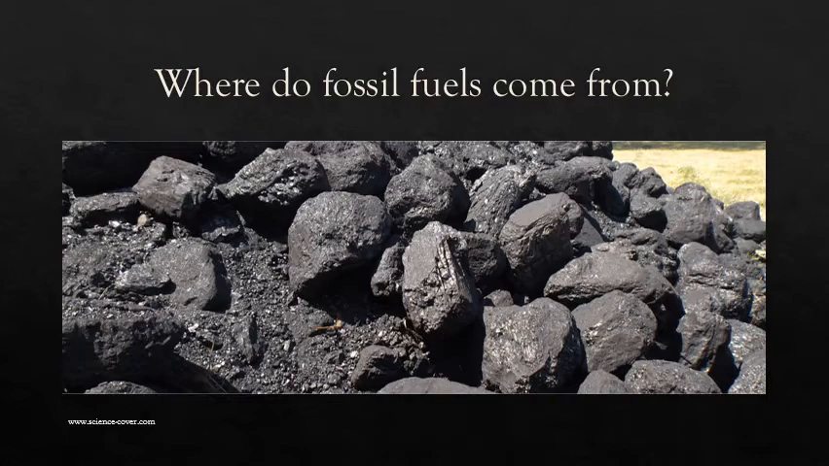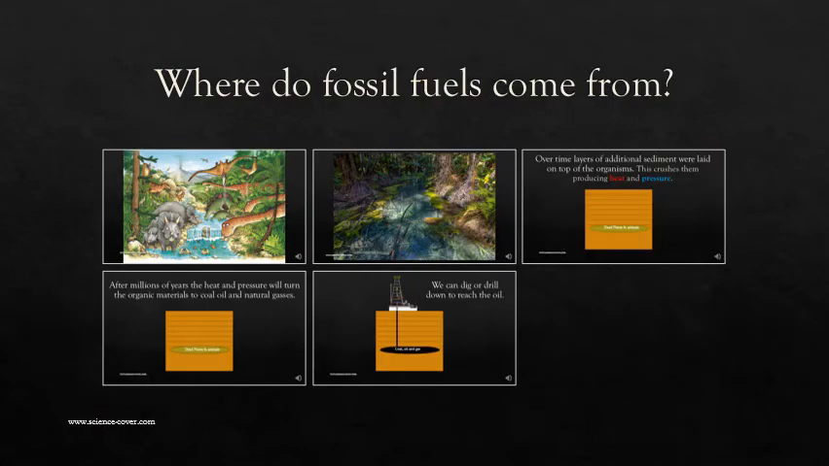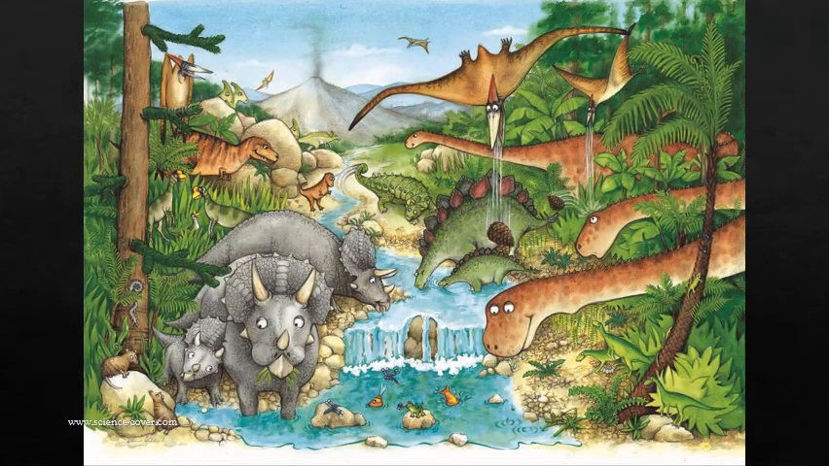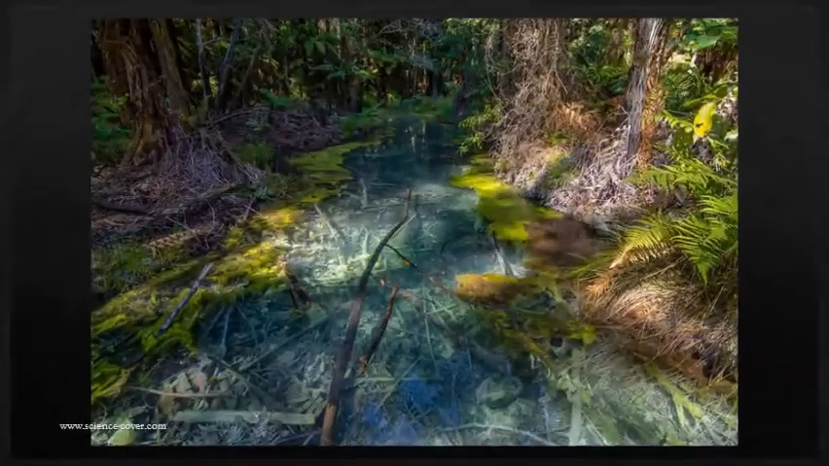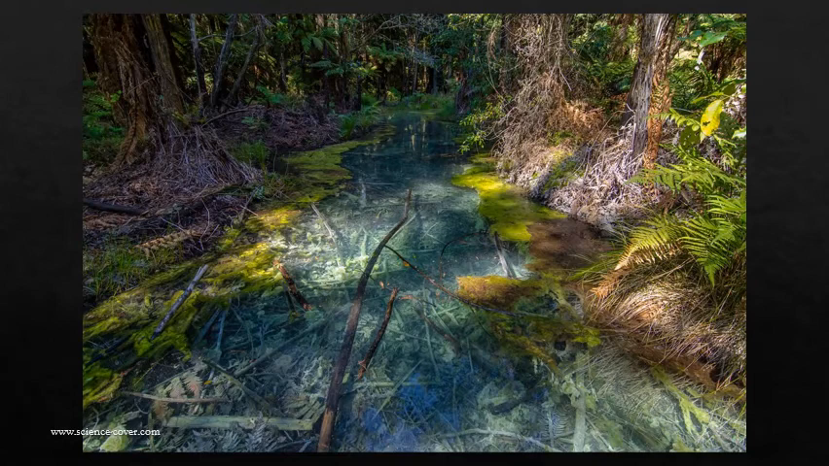Let's look at where fossil fuels come from. Millions of years ago, there were plants and animals alive, much like today. When some of the living organisms died, they became buried in sediment, either in river basins or swampland.